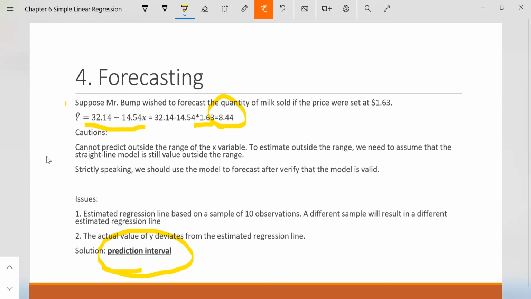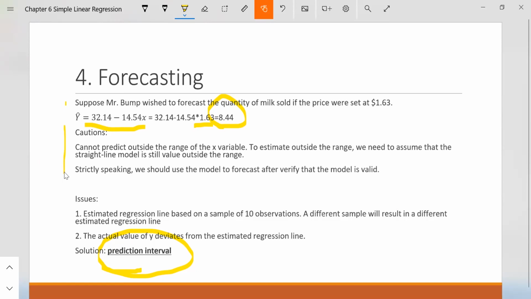Now, before we move to the prediction interval, I also want to mention this cautionary note. It is dangerous, though, for us to predict outside the range of the X variable, okay? You're using data to estimate the model.